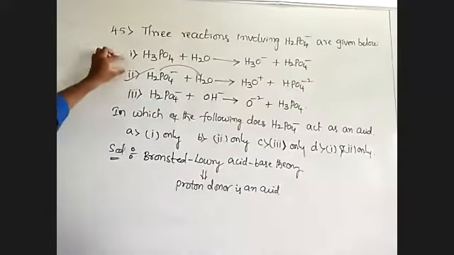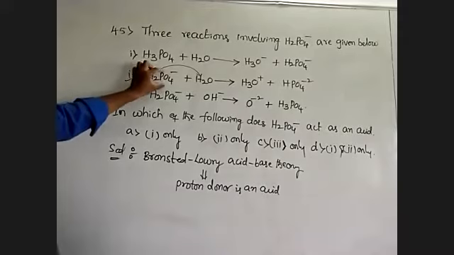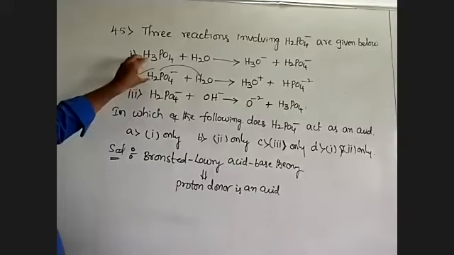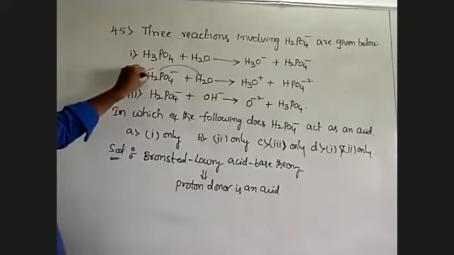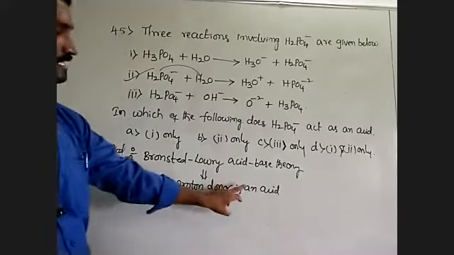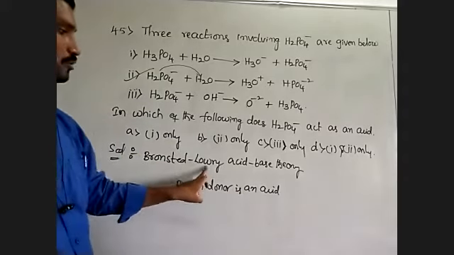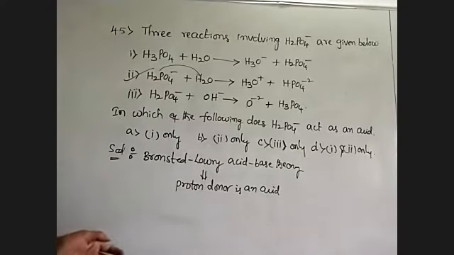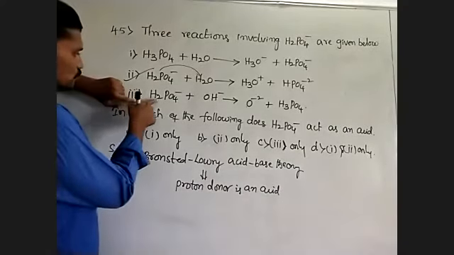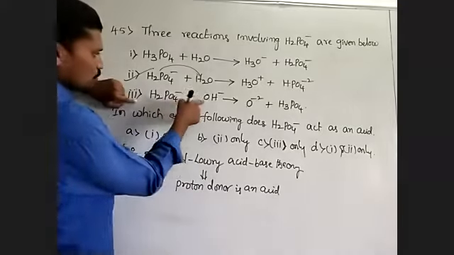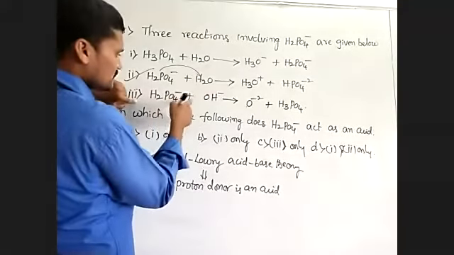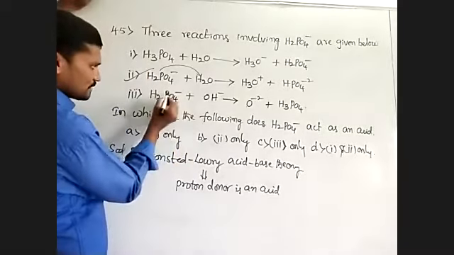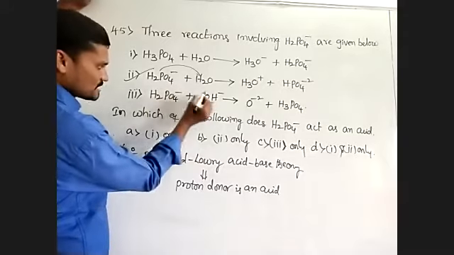So among these three options, H2PO4 minus in this reaction acts as an acid. Why? Because it acts as a proton donor in this reaction. Proton donor is nothing but an acid according to Bronsted-Lowry acid-base theory. Okay, note this problem. Take this reaction here, H2PO4 minus combines with OH minus. In this reaction, it acts as a proton acceptor.